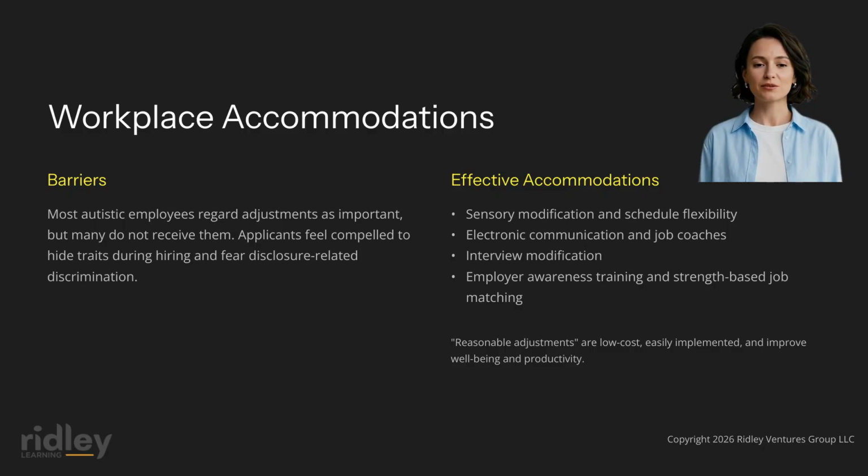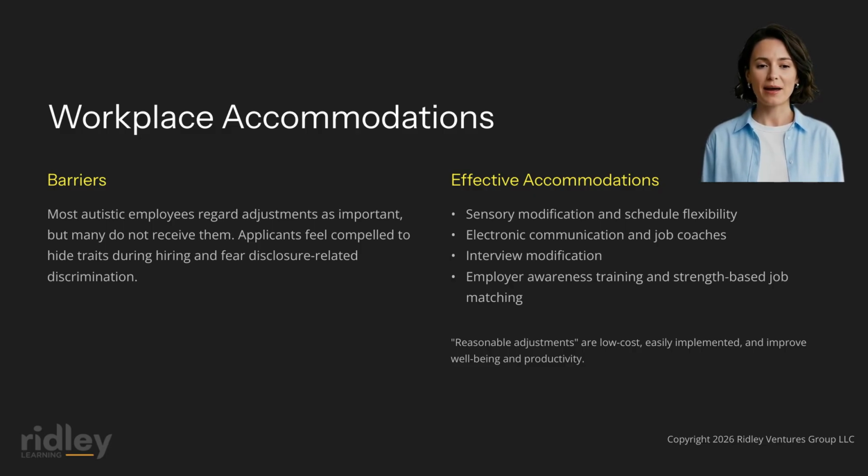A 2023 comparison by Davies and colleagues of 225 autistic, 64 neurodivergent, and 64 neurotypical adults documented that autistic applicants felt compelled to hide autistic traits during hiring and feared disclosure-related discrimination, an access barrier that precedes on-the-job accommodation. A 2023 UK analysis by Petty and colleagues of 98 autistic employees found that reasonable adjustments improved well-being and productivity without detriment, were low cost, and were easily implemented.